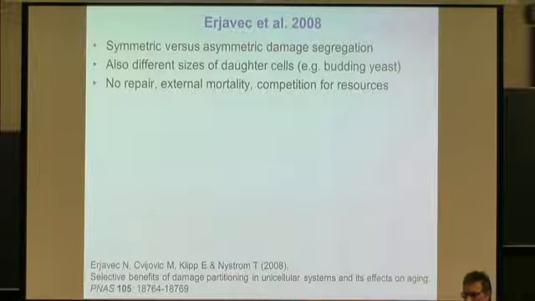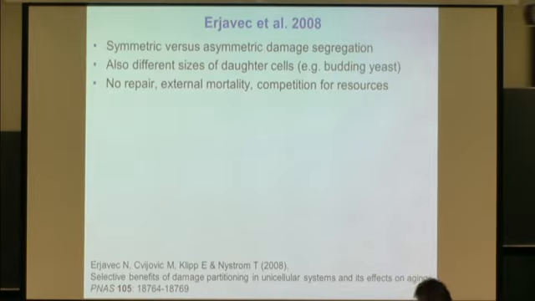Which is in total contrast to the experimental results of the budding yeast, which has asymmetry and has damage segregation and has smaller daughter cells. So the model is actually predicting the opposite of what's observed in the budding yeast. That didn't seem to bother them.